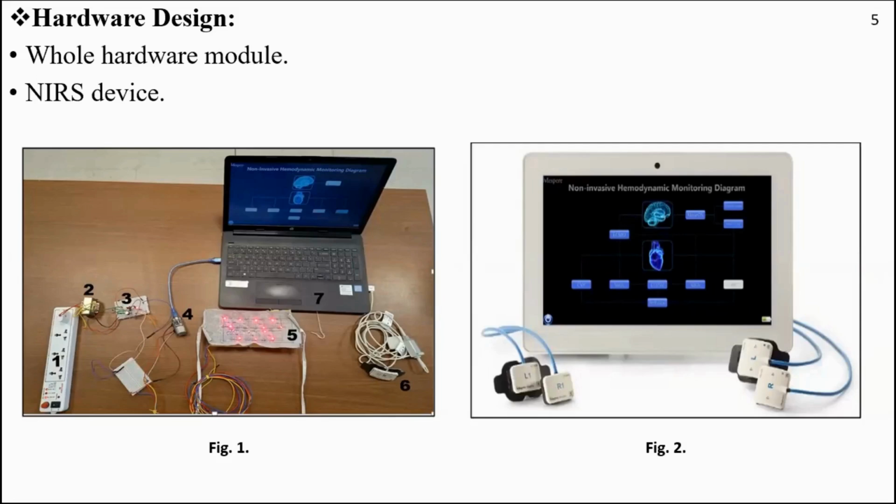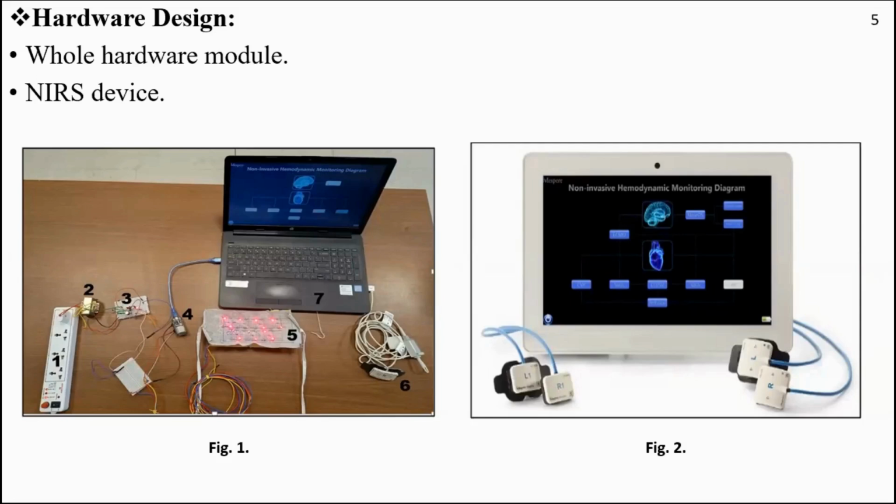fNIRS helps to monitor the present oxygen level of the head. Suppose this is our device, and if we put it on the frontal head, the light penetrates into the tissue of the head and interacts with blood chromophores, and then it produces oxygen. That oxygen we can measure with fNIRS. The software part you can see on the laptop.